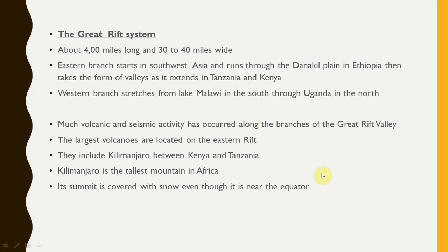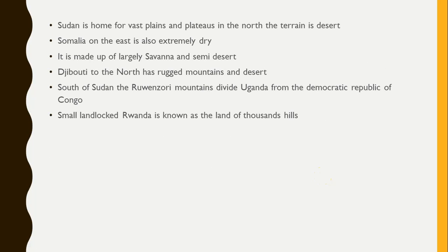So what makes the Great Rift system very special is that much of it has volcanic and seismic activity. It happened all over the branches of the Great Rift Valley. Much of the volcanoes are located on the eastern rift, especially Kilimanjaro between Kenya and Tanzania. What we need to know about Kilimanjaro is that it is the tallest mountain in Africa, and its summit is covered with snow, although it is near the equator.